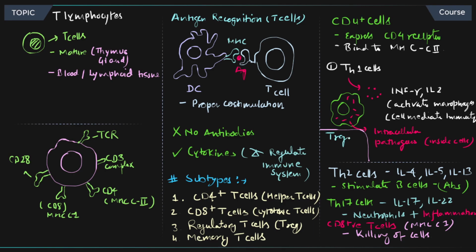And the next cell is Treg, regulatory cells, right? Tregs are very important cells, and they express CD4, CD25, and also FOXP3. They are involved in suppressing our immune response, and that's why they are important for tolerance.